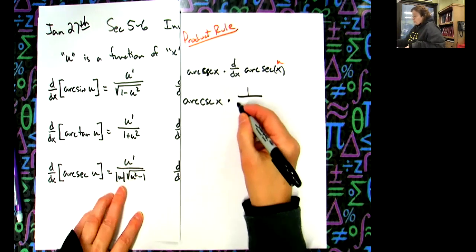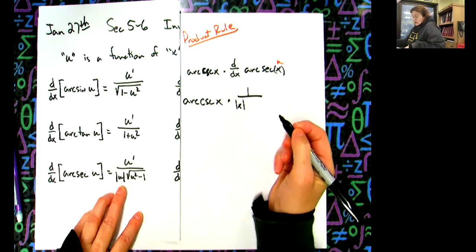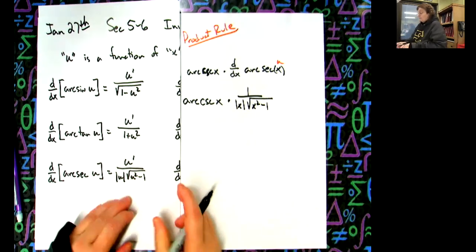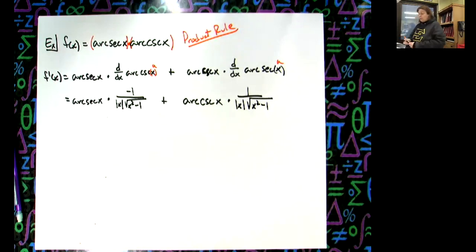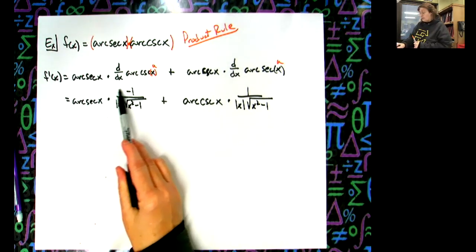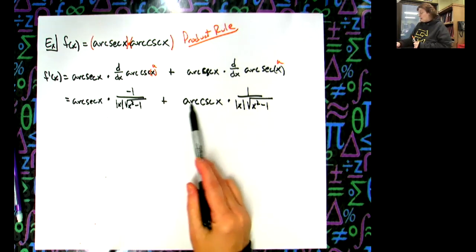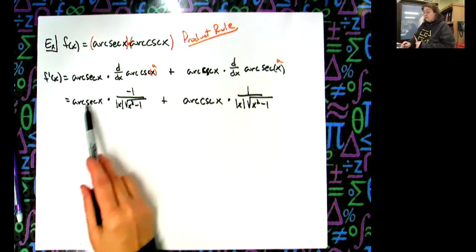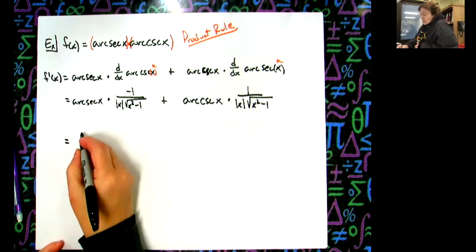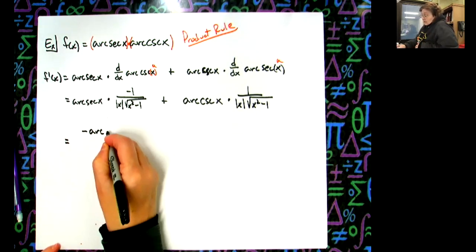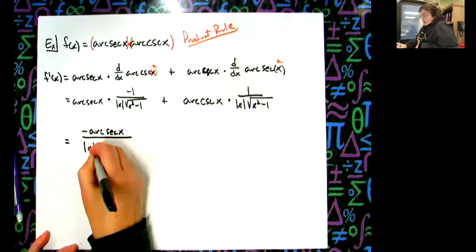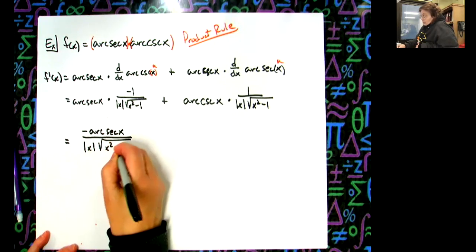All right, absolute value of that u, which is the x, and then square root of the x squared minus 1. All right, now what makes this really nice is, can I just multiply that and put that in the top? Multiply this times 1, put it in the top. This one will be negative. All right, so let's do that step. So negative arc secant x all over absolute value of x, square root of x squared minus 1.